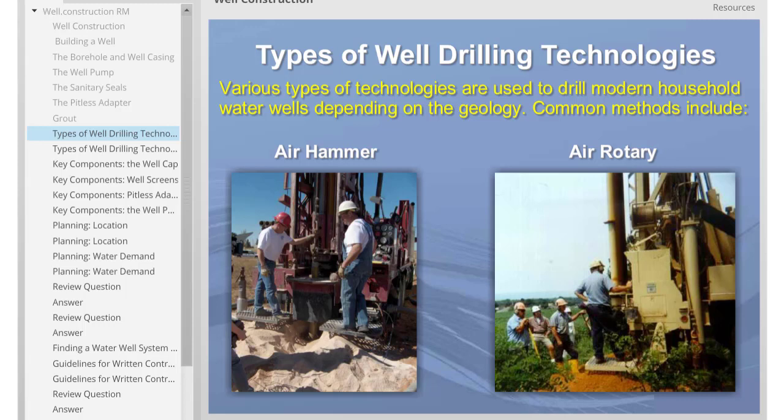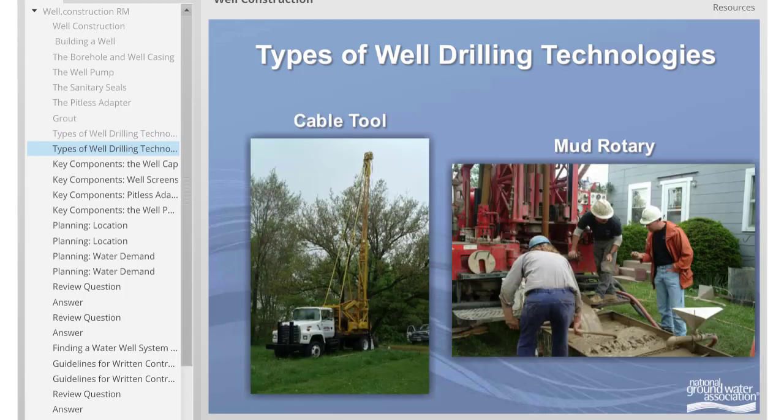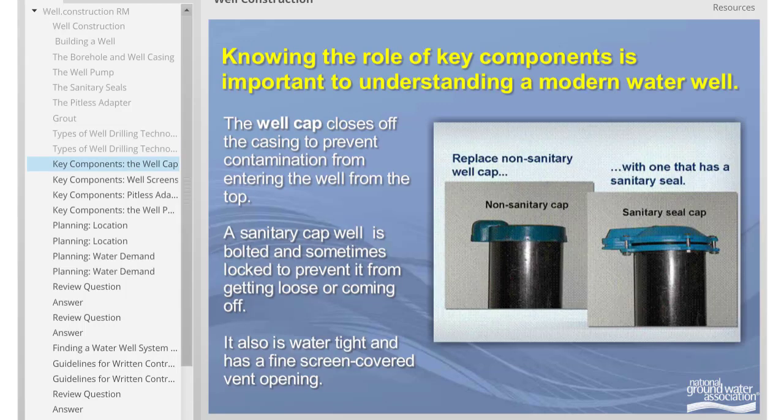Various types of technologies are used to drill modern household water wells depending on the geology. Common methods include air hammer, air rotary, cable tool, and mud rotary. Knowing the role of key water well components is important to understanding a modern water well.